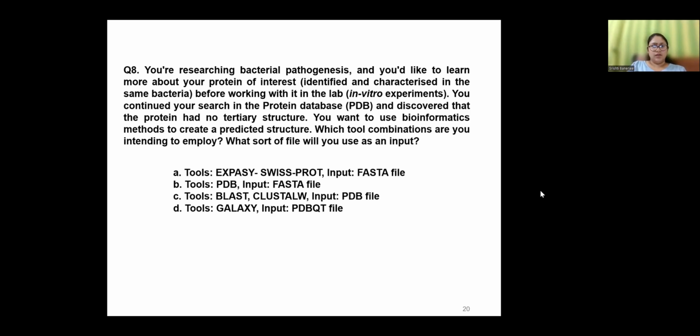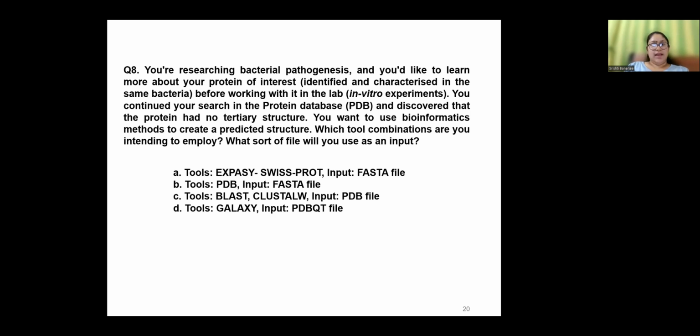Okay. I'll start. So the question is that you are researching bacterial pathogenesis and you would like to learn more about your protein of interest identified and characterized in the same bacteria. Before working with it in the lab, you continue to search in PDB, protein database, and discovered that the protein had no tertiary structure. So you want to use bioinformatics methods to create a predicted structure. Which tool combinations are you going to employ? What sort of file will you use as an input?